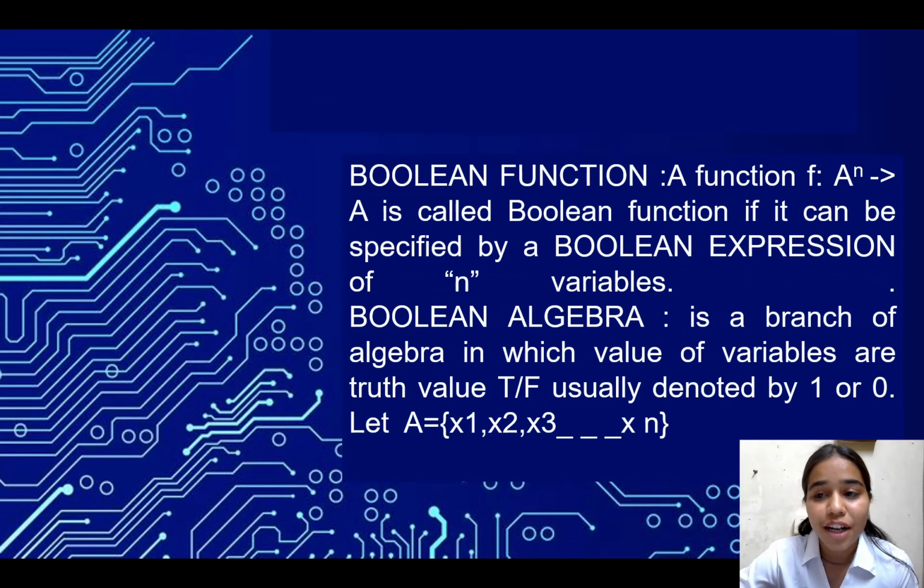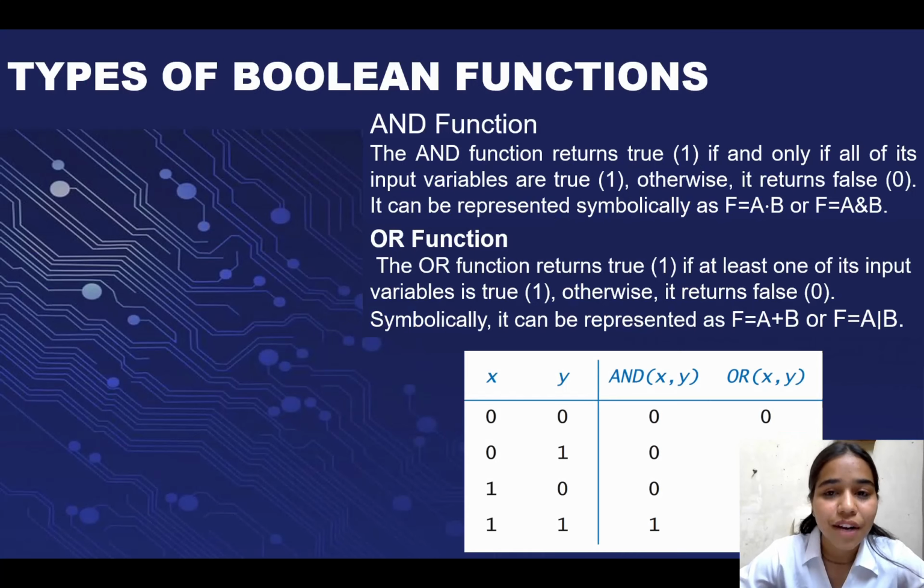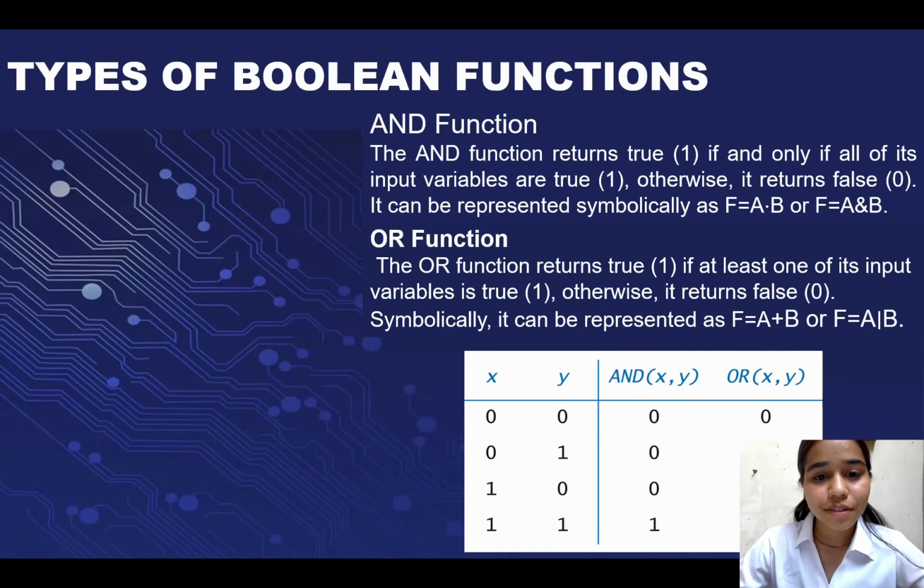Boolean function. A function f from A to A is called a Boolean function if it can be specified by a Boolean expression of n variables. Boolean algebra is a branch of algebra in which the values of variables are truth values, true or false, usually denoted by 1 or 0. Let A equal x1, x2, x3 up to xn. Types of Boolean functions. Boolean functions are of many types.